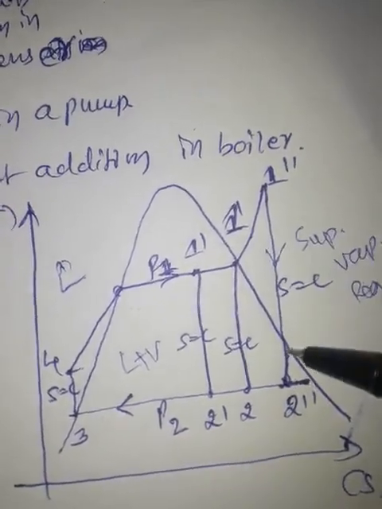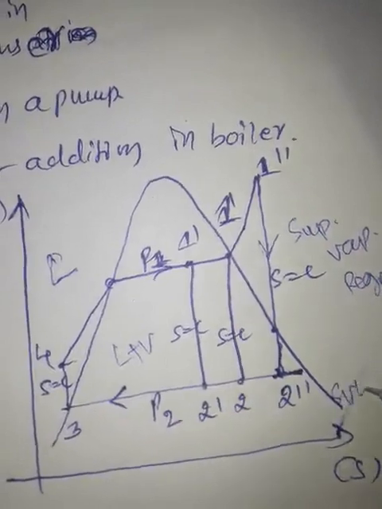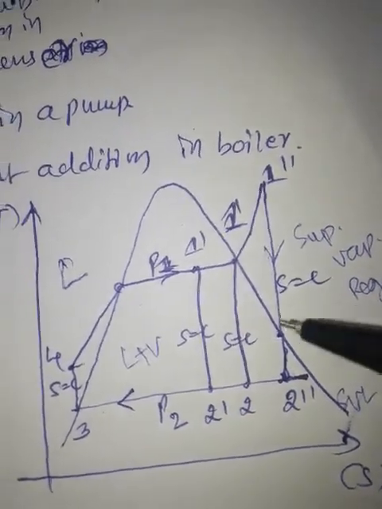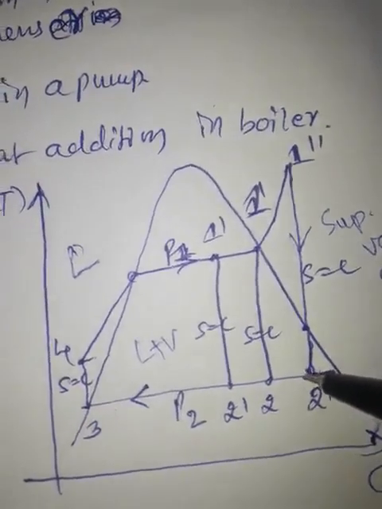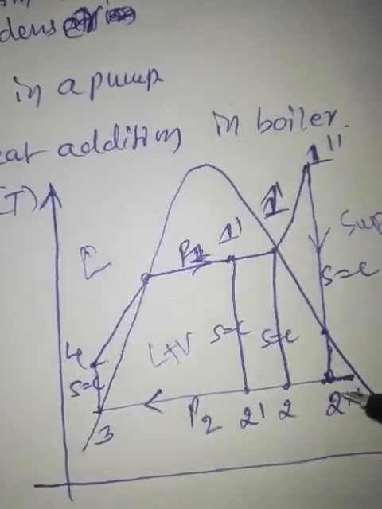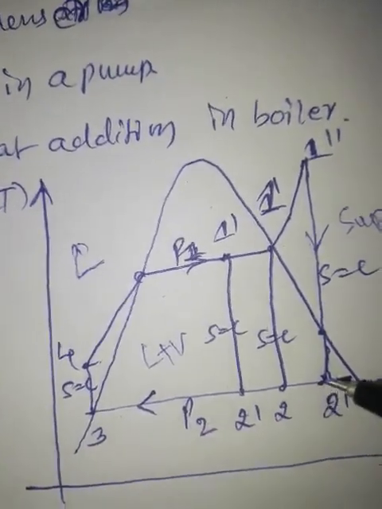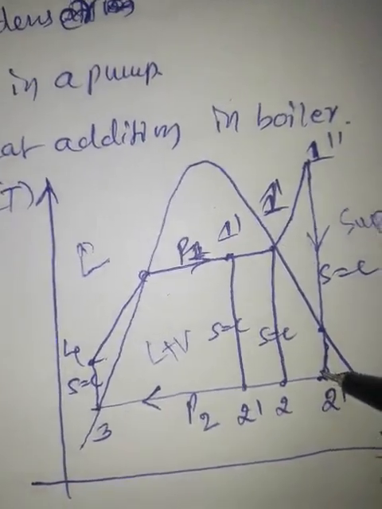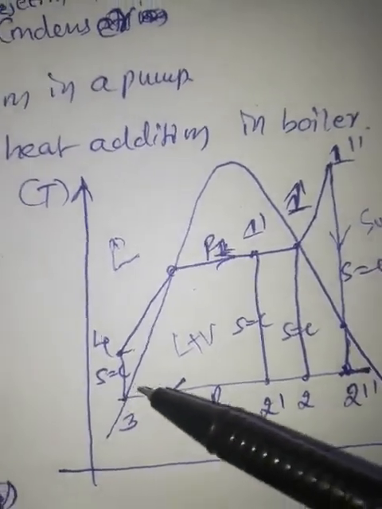If it comes out as saturated steam, we have to mark it on the saturated vapor line. Now it has come out as a wet steam. So then 2 to 3 is constant temperature heat rejection. Condensation is a phase change process, and it always takes place at constant temperature. This is the constant temperature line, 2 to 3.